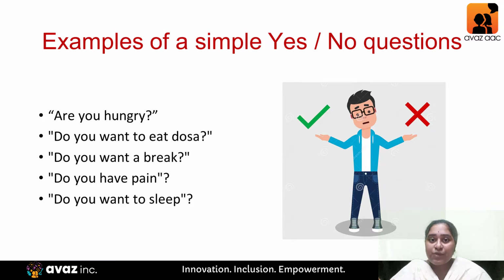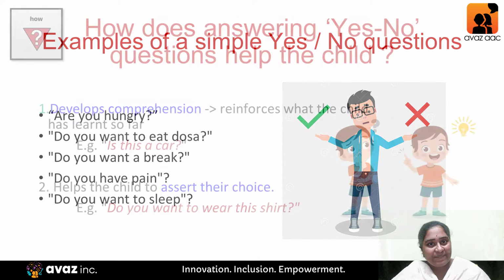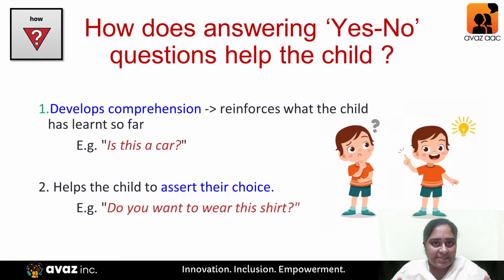Some examples of polar questions in everyday situations are: Are you hungry? Do you want to have dosa? Do you want to go for a break? Do you have pain? Do you want to sleep now? And things like that. So, how does answering yes or no questions help the child?